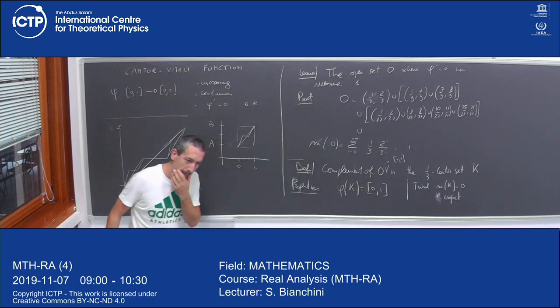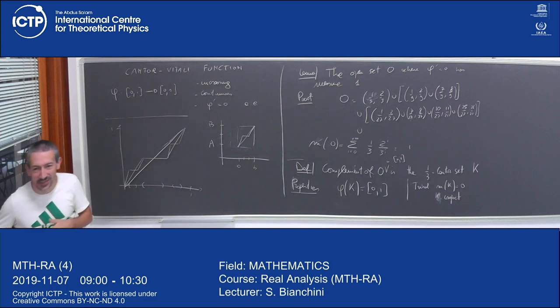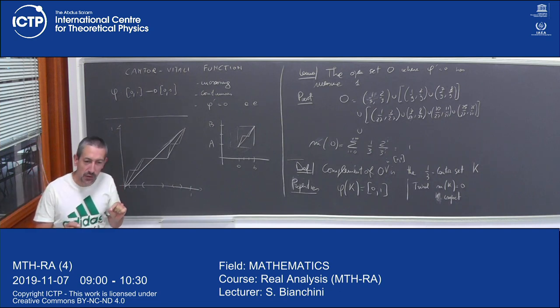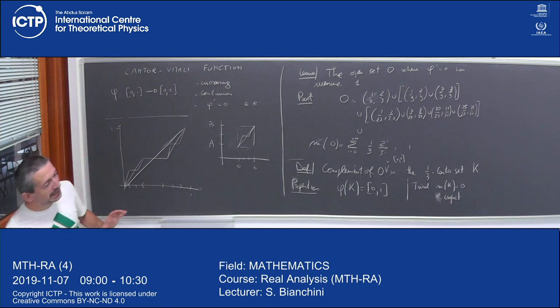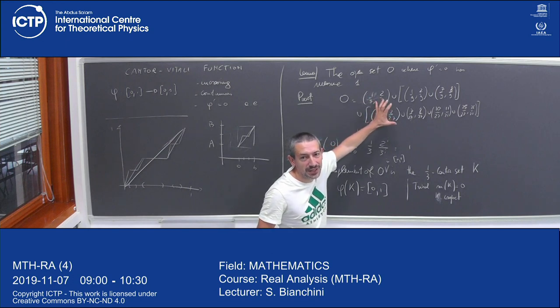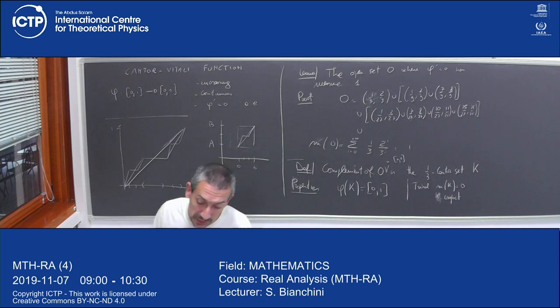Okay. Should I prove it? Do you believe it? You know how to prove it? Let's think a little bit. K, let me say, is a difficult object to treat. It's much better to treat O, the open set. Indeed, open sets are generally nicer than closed sets, because open sets always have this countable union of intervals structure. And so you're pretty fine, because for the measure, the countable union is just the sum. And so you treat O first.